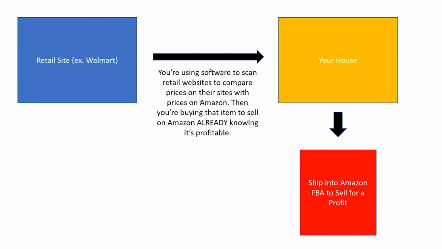So this is a great business model for beginners, especially online arbitrage wise. It's very, very easy to start and learn. So you're going to, again, source the retail sites with software, buy those products to your house, and then either list them on Amazon and merchant fulfill them, or do what I recommend doing, which is ship them into Amazon FBA to sell for a profit. Again, the software is going to do all this work for you. You're already pretty much going to know that they're profitable because it's going to compare the prices from Amazon to the retail websites, and you're going to know that before you buy it.